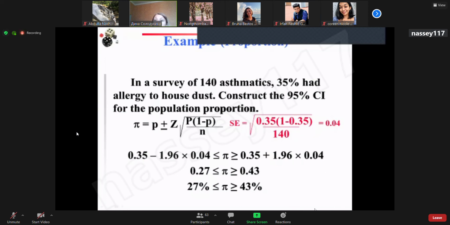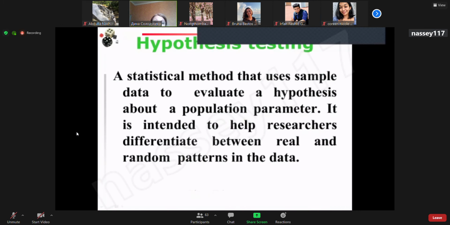Okay, now we come to hypothesis testing. Hypothesis testing is a statistical method that uses sample data to evaluate a hypothesis about the population parameter.